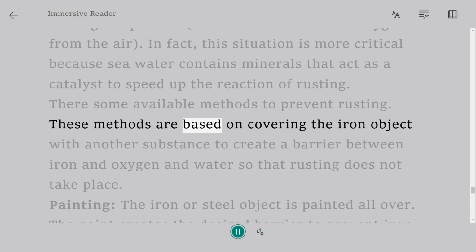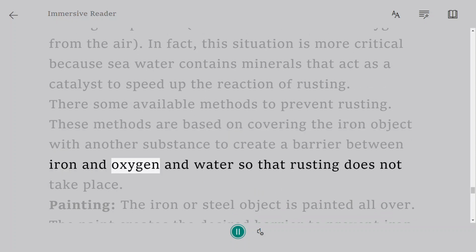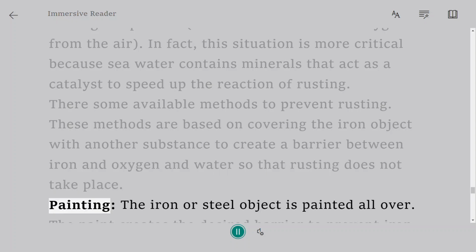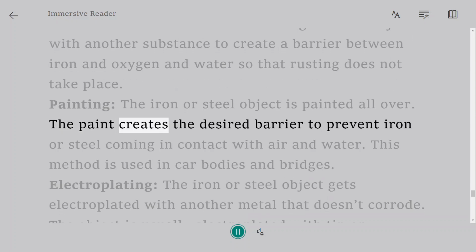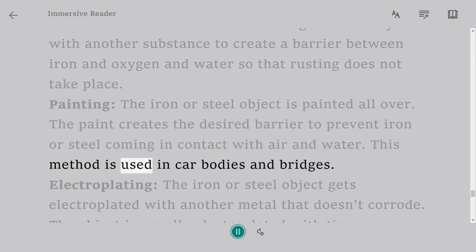These methods are based on covering the iron object with another substance to create a barrier between iron and oxygen and water so that rusting does not take place. Painting: the iron or steel object is painted all over. The paint creates the desired barrier to prevent iron or steel coming in contact with air and water. This method is used in car bodies and bridges.